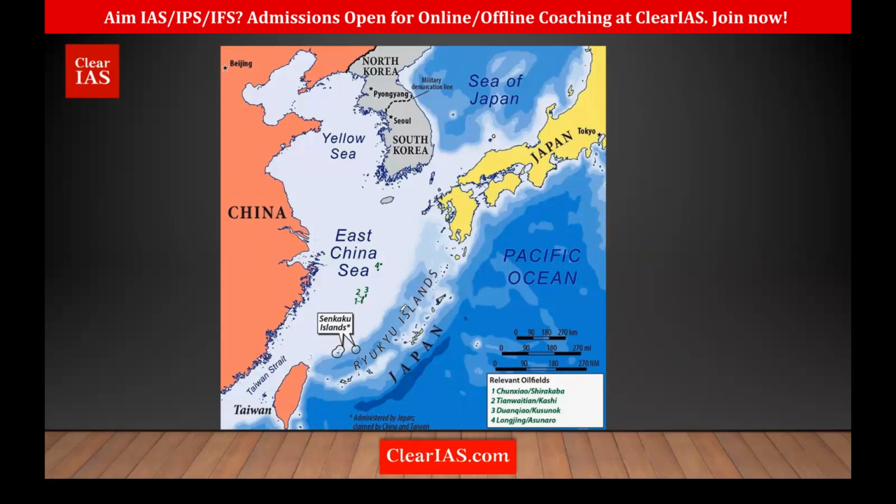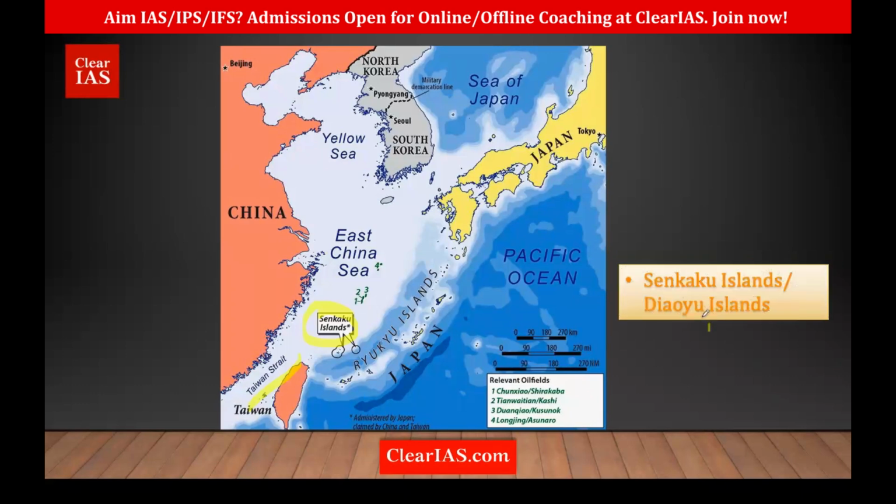Why is this important? Yes, the Senkaku Islands. This is very important. One more thing I forgot to mention is the Taiwan Strait. The East China Sea is connected to the South China Sea through the Taiwan Strait. That is also important. Remember, the Senkaku Islands are part of Japan, but China says it is part of theirs, and China has named it the Ryukyu Islands.